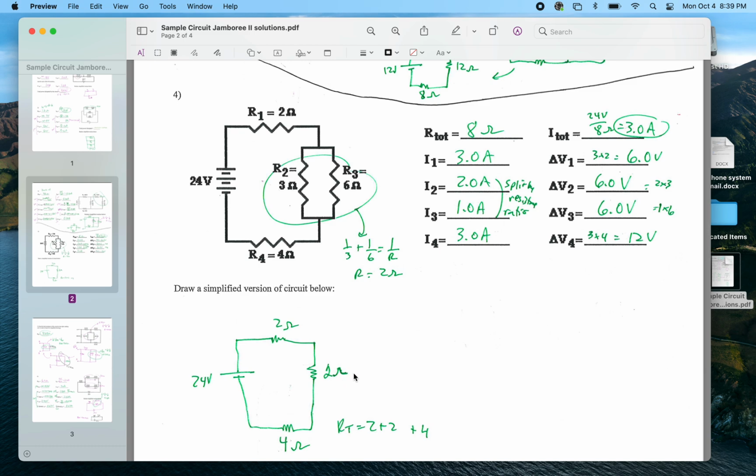We have total 3 amps. That means the voltage across this whole spot is 6 volts. So the voltage across R2 and R3 would be 6 volts. 6 volts divided by 6 ohms in this branch gives me 1 amp. 6 volts divided by 3 ohms in this branch gives me 2 amps. So that's kind of how I'd figure that out. V1 and V4 are pretty easy.